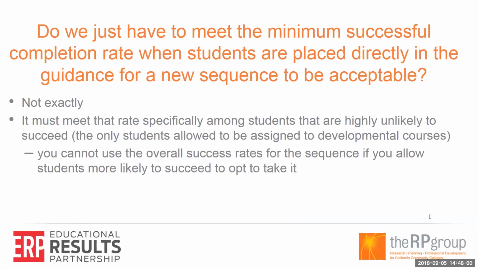Do we just have to meet the minimum successful completion rate from the guidance when students are placed directly in transfer level for a new sequence to be acceptable? Not exactly. So that's something that people kind of bump up against a lot. You must meet that rate specifically amongst students that are highly unlikely to succeed, right? So for the students who have the lowest performance in high school, for example, students who are below a 1.9 cumulative high school GPA in English, you have to meet that minimum rate for those students. You can't use the overall success rates for your sequence. You can't use the throughput rates for your sequence. You have to be able to demonstrate it for the students who are the least likely to perform well.